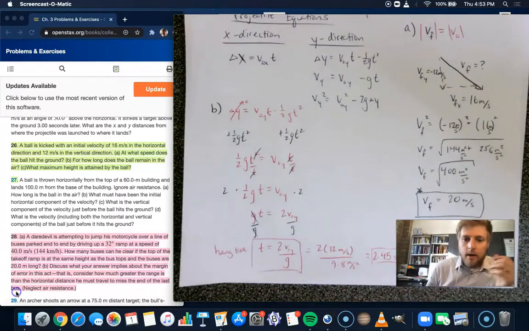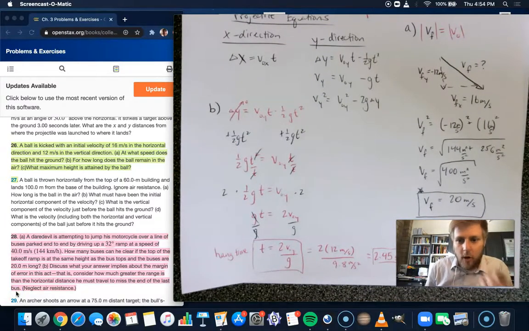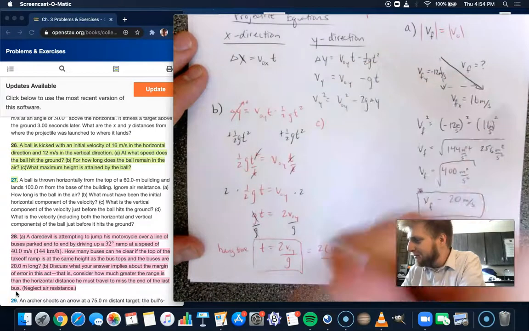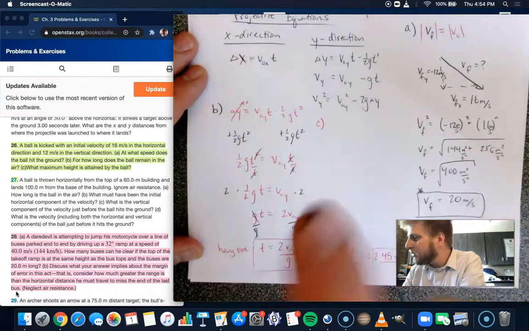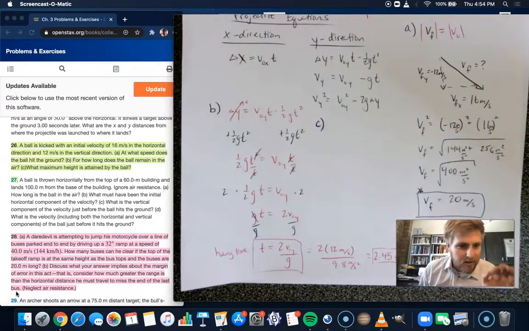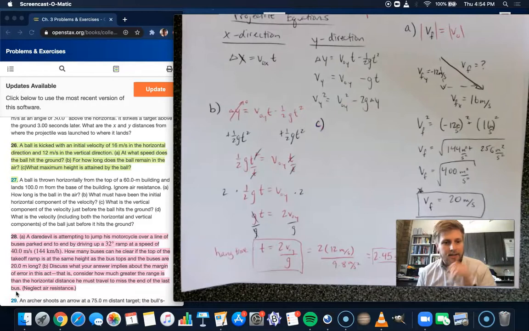Okay, very nice. All right, so what we're going to do now is try to address question C, and I'm going to try to do my best to cram it right into the middle there. We're going to do this in blue so that you can see the difference. Okay, so C says, at what maximum height is attained by the ball?